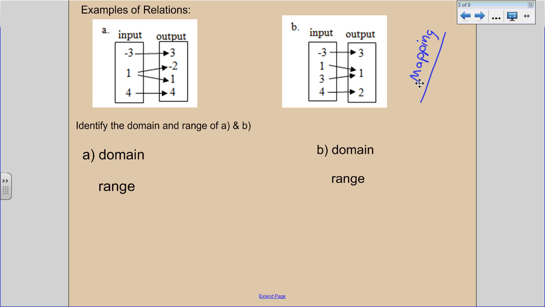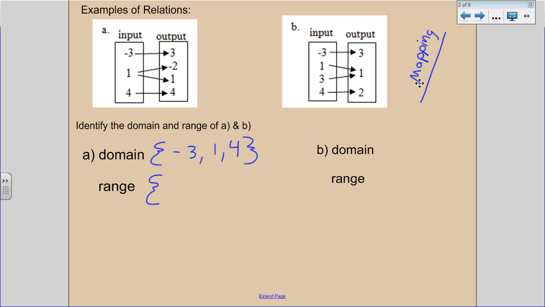If you remember that domain is input, your domain is the set -3, 1, 4. We use set notation, so it's the curly brackets, not just parentheses. And they're written in order. I usually go least to greatest. You can write them from greatest to least, but you need to write them in order. And then if we look at the output, it's the same thing. We write it as a set, in order from least to greatest.